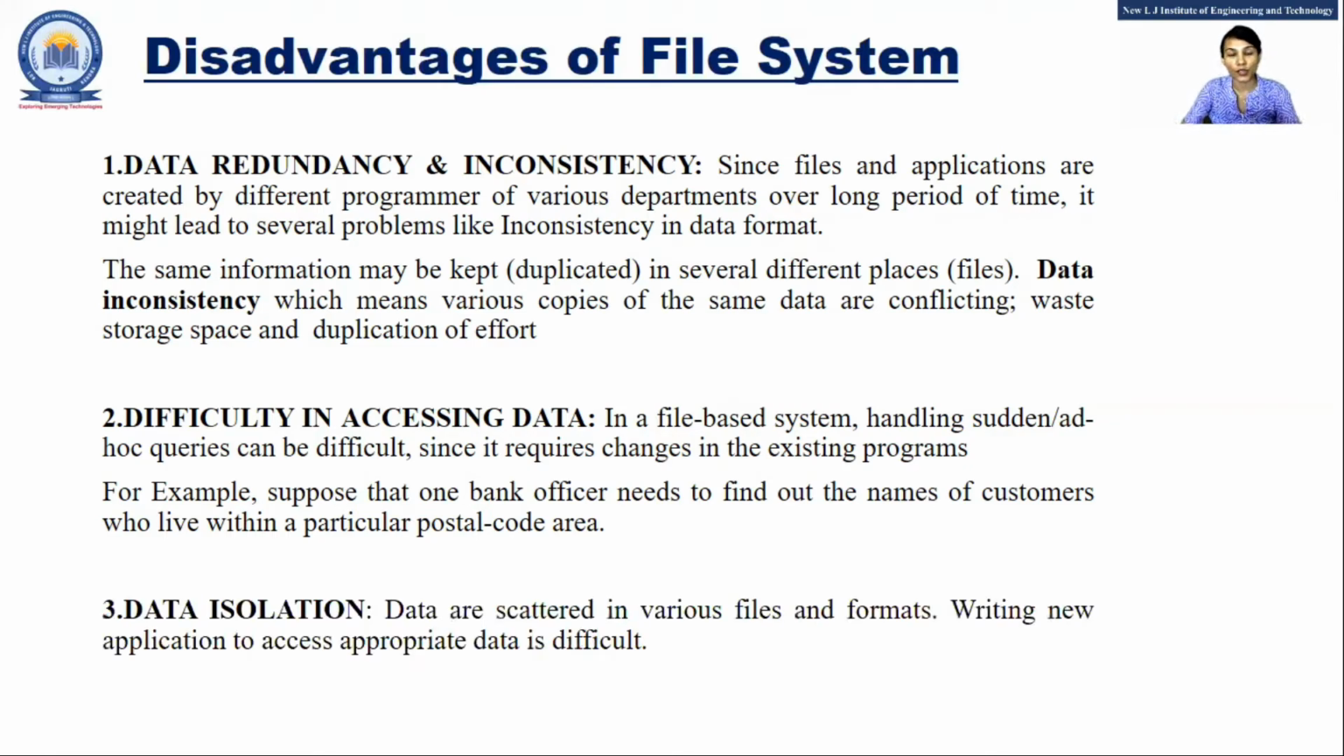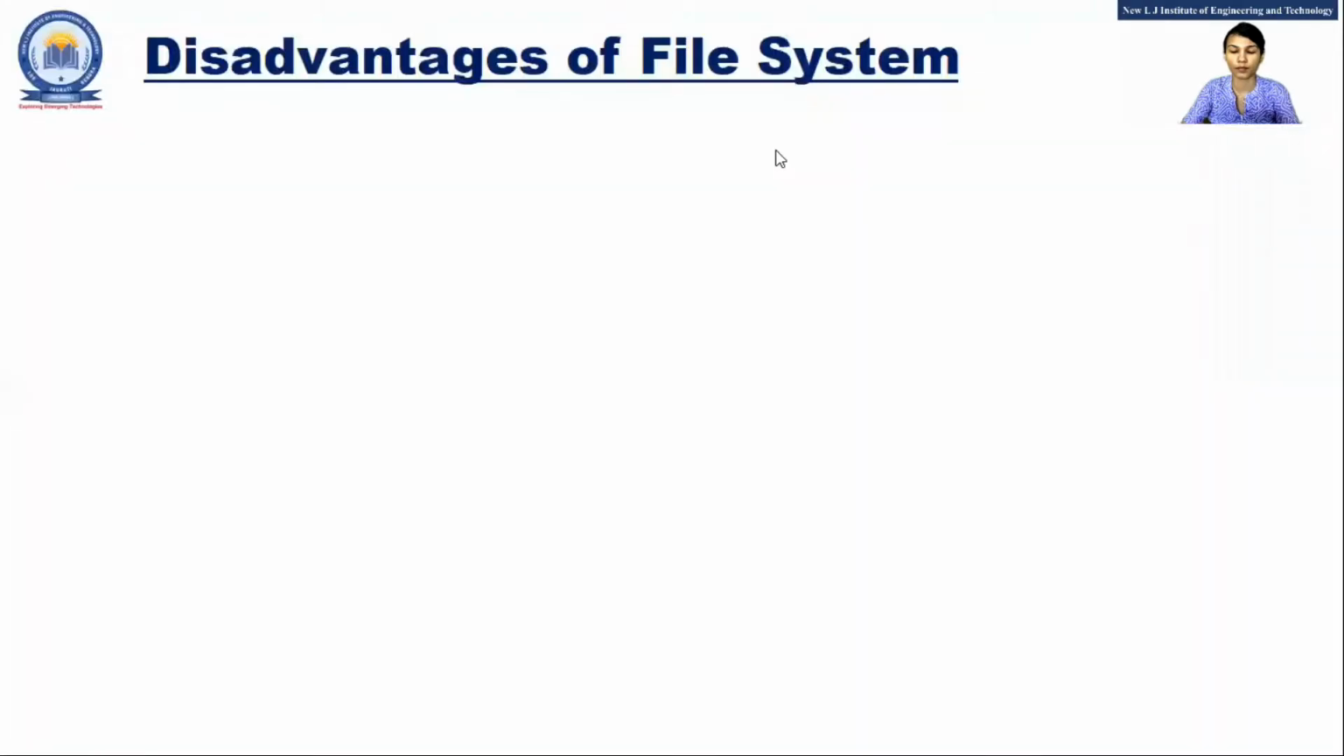Then data isolation. Isolation means data are scattered in various files and formats. As we discussed, all 10 faculties have stored the same data in different files and in different formats. Someone has managed it in Excel, someone in a doc, or someone in a PowerPoint presentation. So we have different kinds of files and formats, and due to that we have isolation issues in our data.